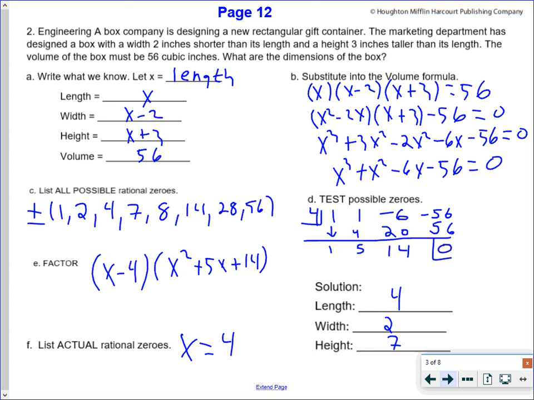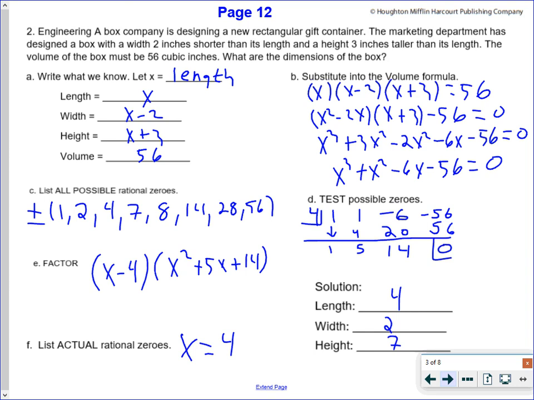And our volume, we're told, is 56. Next, we're going to put it into our volume formula. Since it's a rectangular prism, it's only length times width times height. The only time you'd ever multiply with 1/3 is if you have some kind of triangular or pyramidal shape. In this case, we don't. We just have a rectangular prism, so it's just length times width times height. So x times x minus 2 times x plus 3 equals 56.